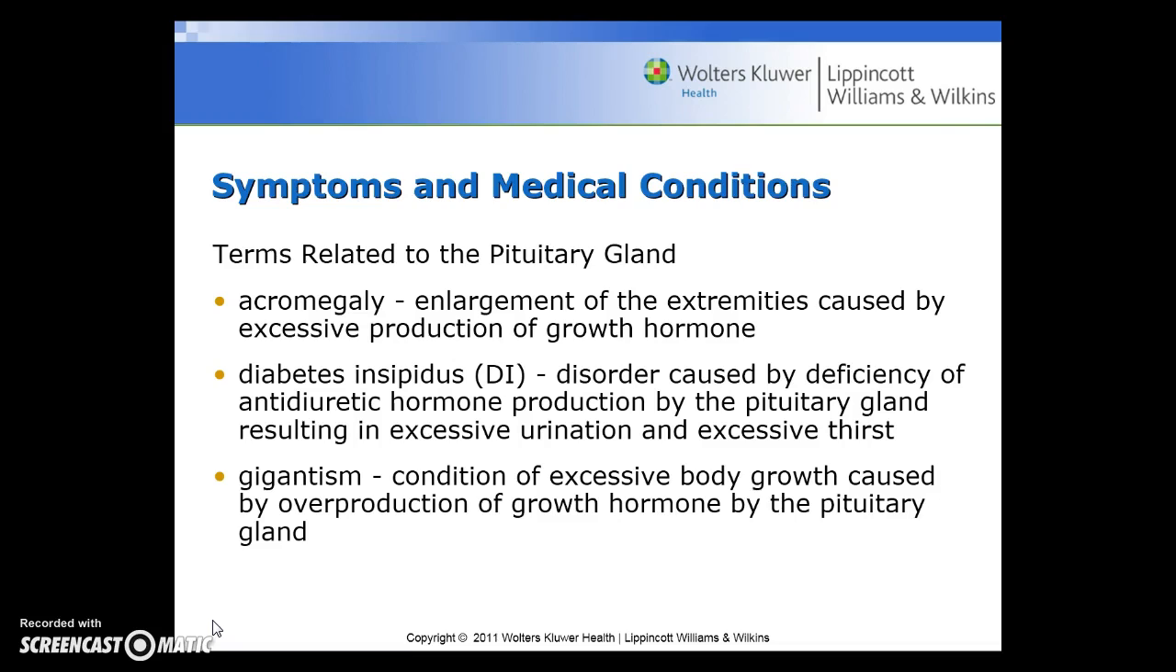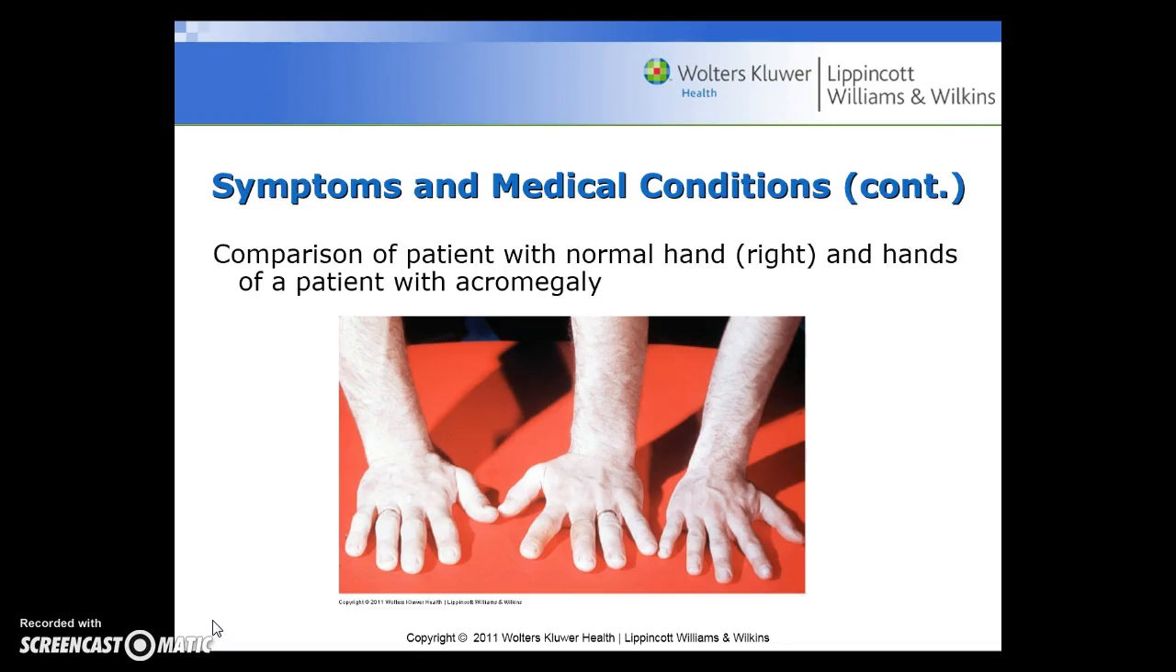Gigantism is a condition of excessive body growth caused by overproduction of growth hormone by a pituitary gland. And here we can see the comparison of a patient with a normal hand on the right and the patient with acromegaly on the left.